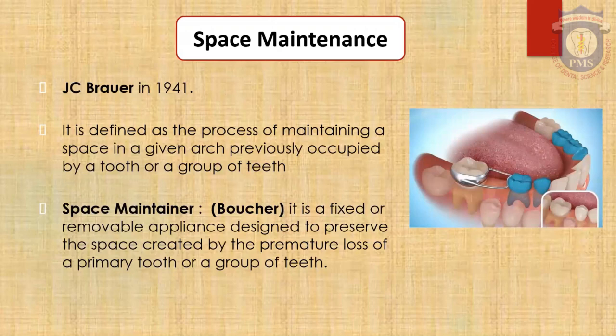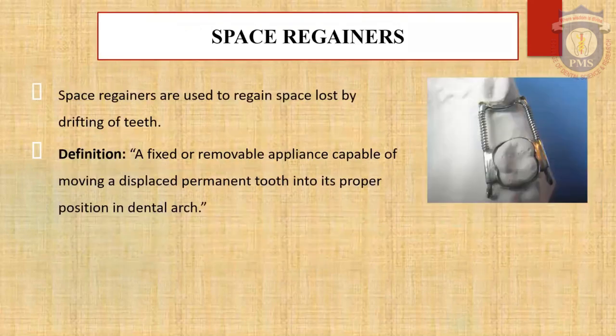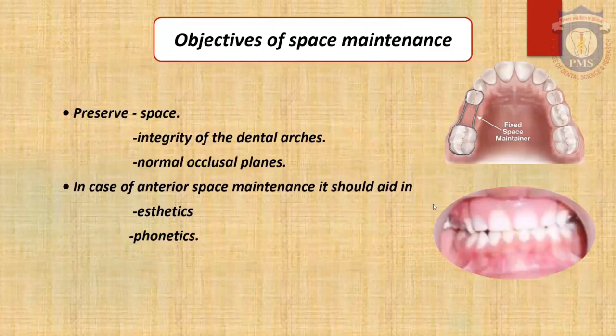Space maintainer, as by Boucher, is a fixed or removable appliance designed to preserve the space that is created by premature loss of a primary tooth or a group of teeth. Space regainer, these are used to regain the space that is lost by the drifting of permanent teeth. It is a fixed or removable appliance capable of moving the displaced permanent tooth into its proper position in the dental arch.